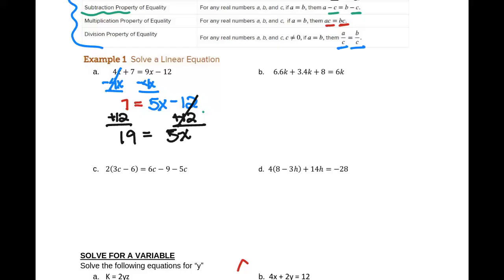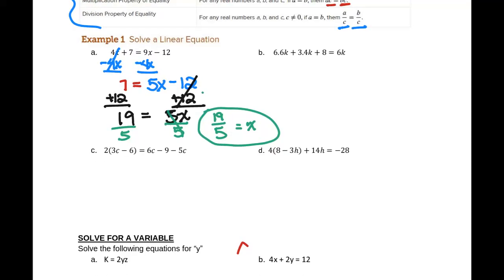I want to get x by itself. What do I need to do? Divide by 5. Divide by 5. 5's cancel out. Notice my x is over here on the right. I know you're not used to it, but it's okay. You can just leave it there. And my answer is x equals 19 fifths. Just leave it in that fraction form. Okay? Nothing wrong with that. Any questions on that? Yeah, that's what we've been doing.